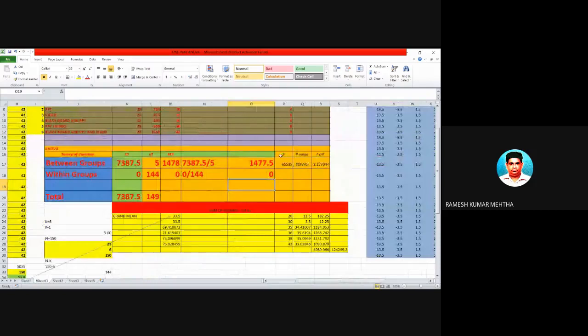Now in the next session, I will talk about the remaining part, which is very critical and very important. And then we are going to find out whether the null hypothesis is accepted or otherwise. So if you have any doubts, you can let me know.